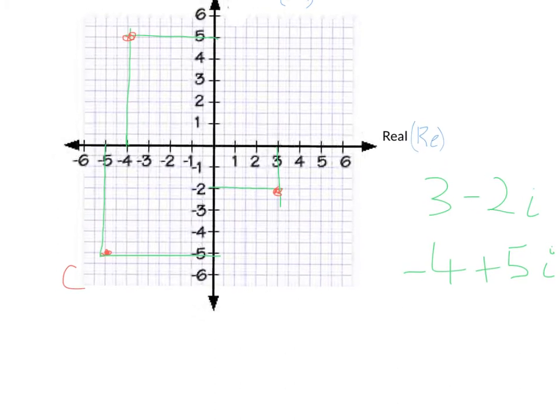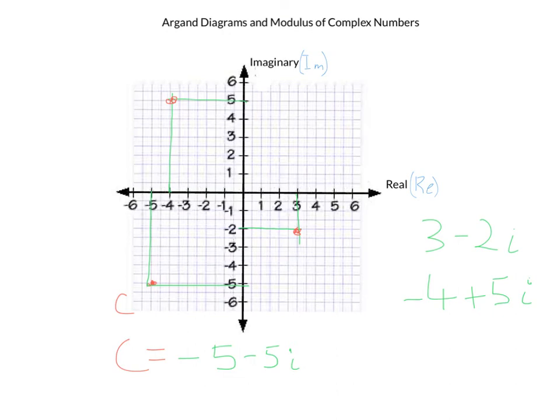So when we write out the number, the real part is going to be minus 5. And the imaginary part is also going to be minus 5. So it'll be minus 5, which is the real part, and minus 5i, the imaginary part. So we can say that's the value of C. So now that we understand Argand diagrams, it's a good time to have a look at the concept of a modulus.